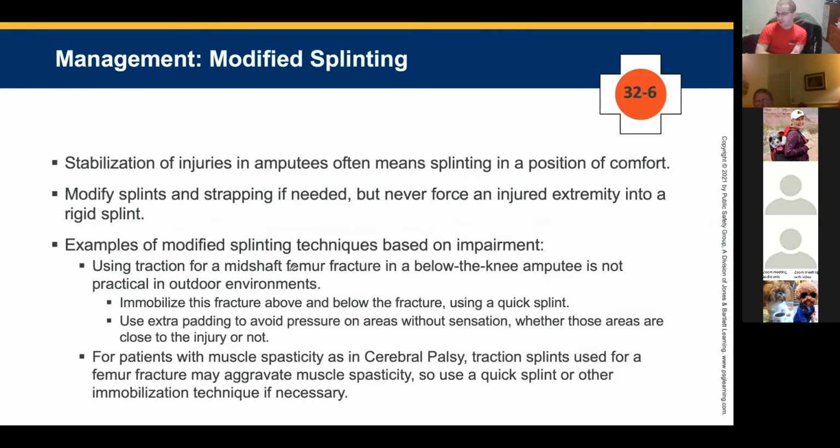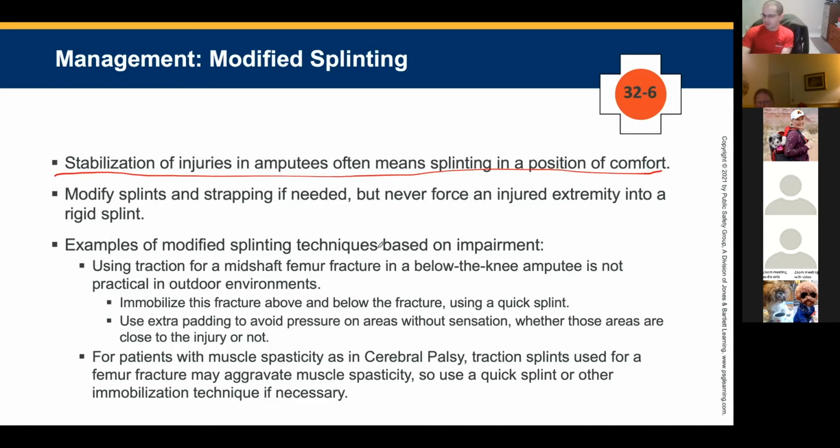We may have to modify splints. We may have to modify how we place these patients in splints or on backboards. Stabilization of injuries in amputees often means splinting in the position of comfort. And I wouldn't say just in amputees, but really any patient we're going to splint in the position of comfort. We want to modify splints and strapping if needed, but never force an injured extremity into a rigid splint.